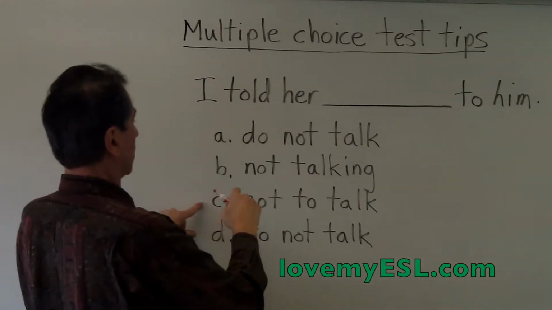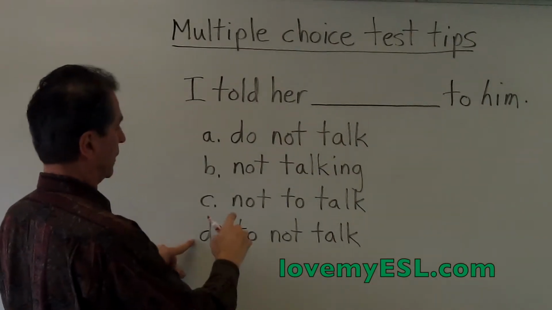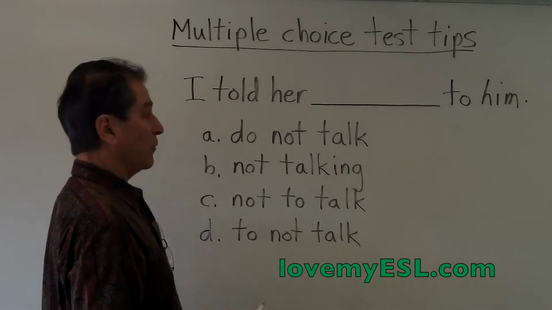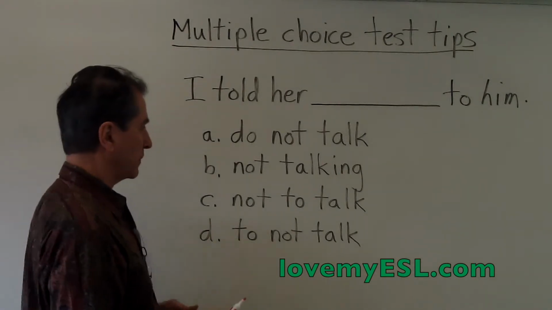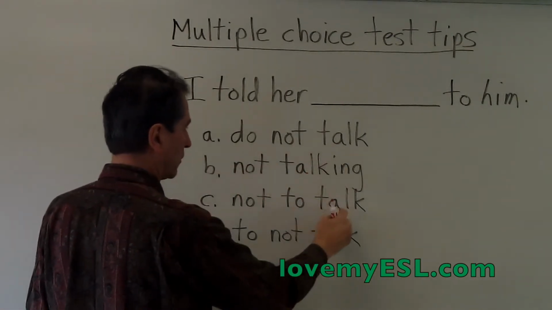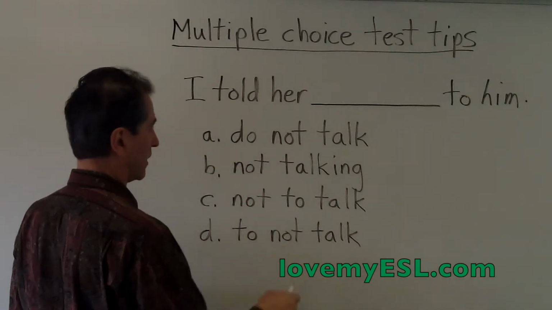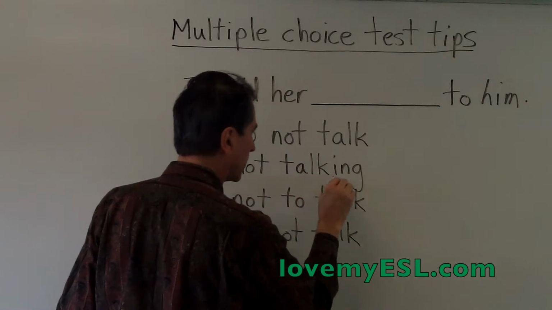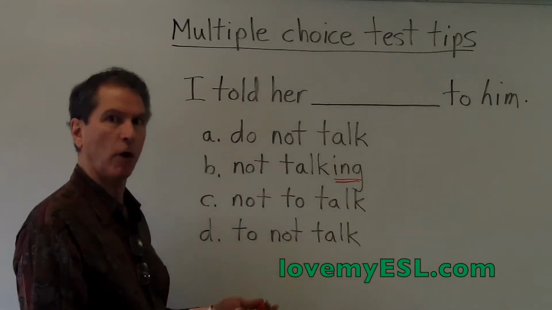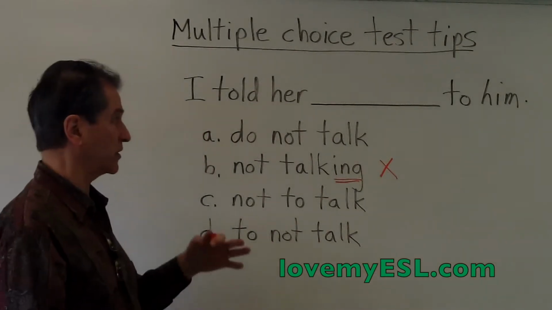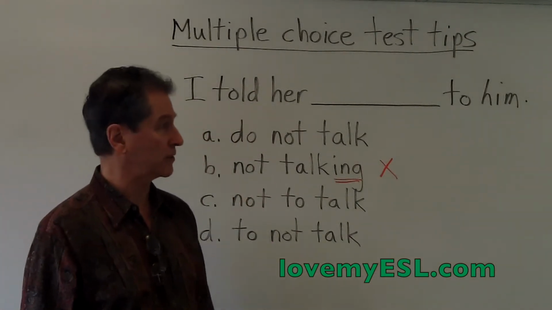The third one, I told her not to talk to him. And the fourth one, I told her to not talk to him. Which one looks very different from the others? Well, you see here we have talk, talk, talk, we have lots of nots there. This one here, however, talking with the ing on the end is the only one. Therefore, this is probably not the correct answer. It is too different from the other three answers.